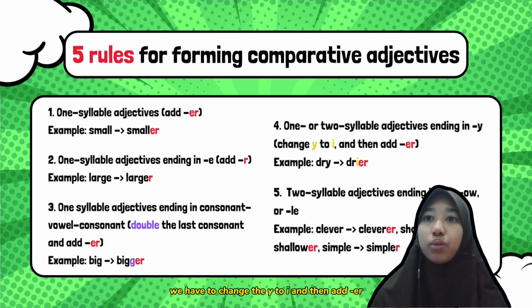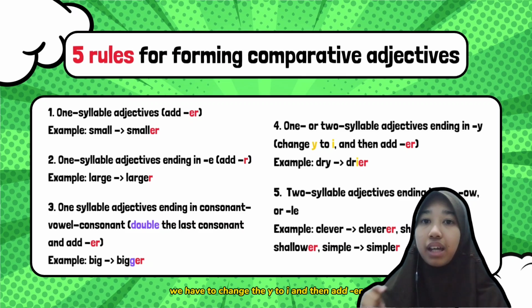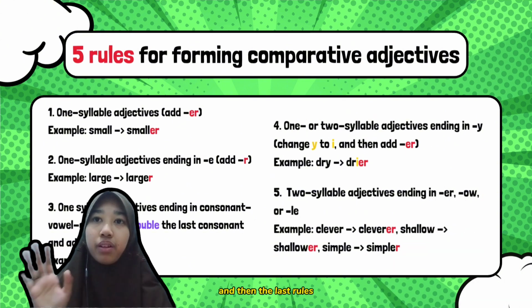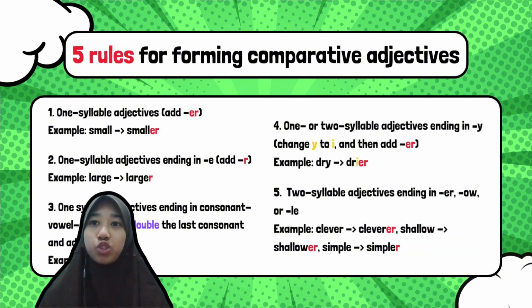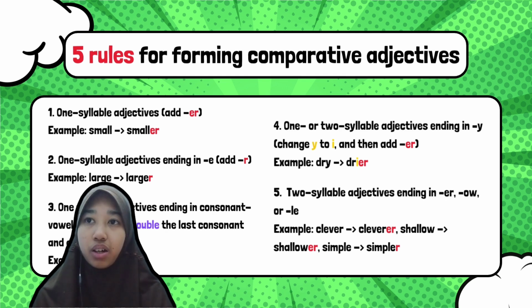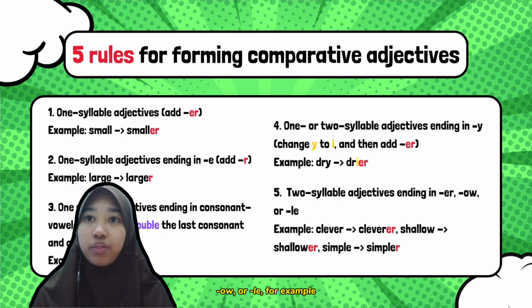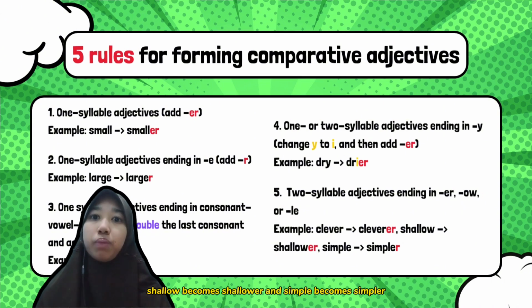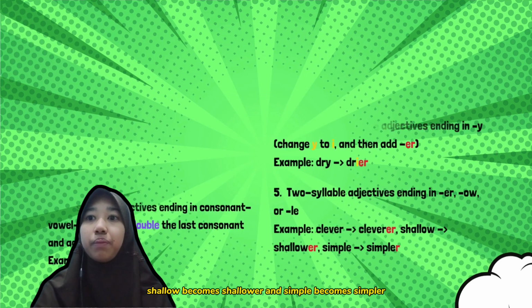And then the fourth rule is one or two syllable adjectives ending in Y. We have to change the Y to I and then add er. For example, dry becomes drier. And then the last rule, two-syllable adjectives ending in r, o, or l. For example, clever becomes cleverer, shallow becomes shallower, and simple becomes simpler.